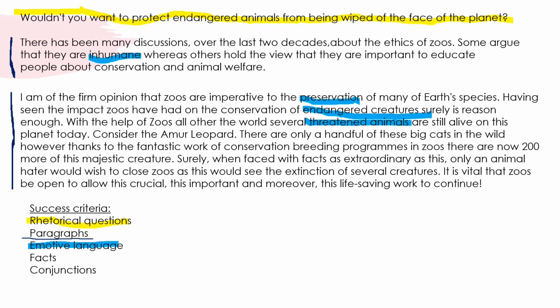Now, I've got a lovely noun phrase here, the fantastic work. That, again, is a lovely bit of emotive language, because calling something a fantastic piece of work reinforces the good of it, really sells the positive side of it. So if I say zoos are doing fantastic work, it makes you feel good. It's suggesting that what they're doing is amazing and caring and wonderful.